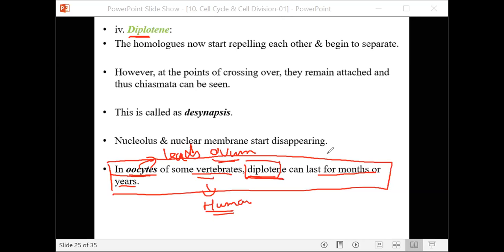And it paused till when? It is occurring within the girl baby in the uterus. Once she is born, she will grow, develop, increase in height and everything. Once she reaches puberty, at the first menstrual cycle, the menarche, that time it will continue further. When the menarche comes in, it will unpause from diplotene and enter the next stage.